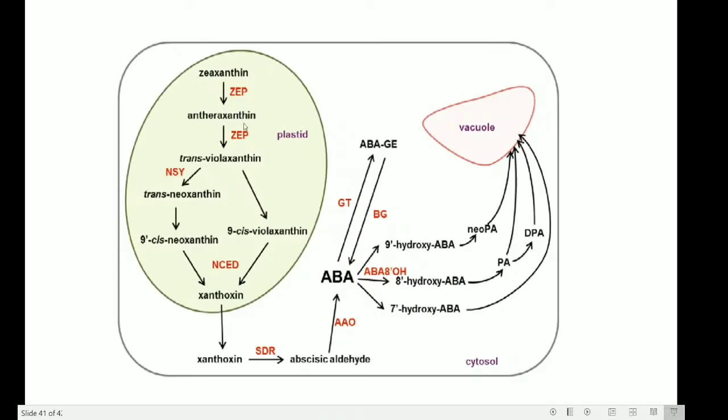Zeaxanthin is converted into antheraxanthin. This produces trans-violaxanthin, and it is converted by an enzyme into trans-neoxanthin, providing the production of xanthoxin. This xanthoxin is converted into abscisic aldehyde. This abscisic aldehyde conversion is helpful for abscisic acid production. After the production of abscisic acid, it forms the pathway to the vacuoles, releasing the product to the vacuoles.